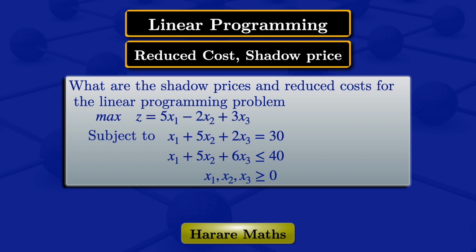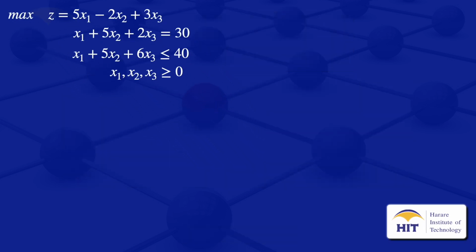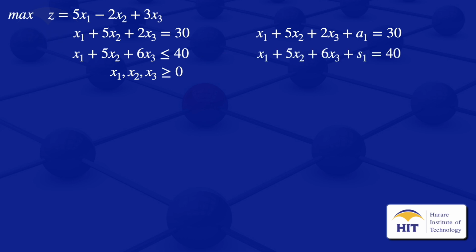So we looked at this problem previously, and for the first constraint, we said when we have an equal to constraint, we add an artificial variable. So we added an artificial variable and the equation became x1 plus 5x2 plus 2x3 plus a1 equals 30. This one had a less than or equal to sign, and we added a slack variable s1, and the equation became x1 plus 5x2 plus 6x3 plus s1 equals 40.